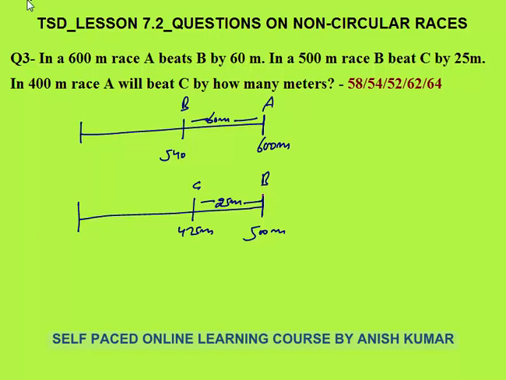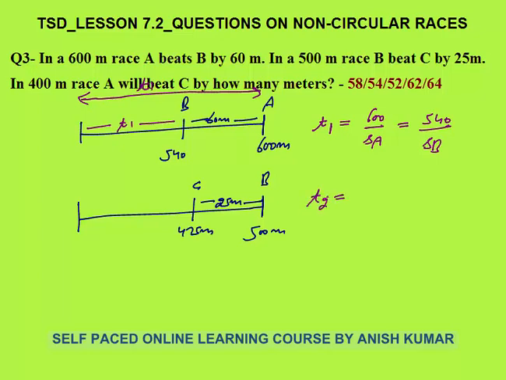Now you can always take the time as equal. So in the first case, let's say the time is T1. A covered 600 meters in T1 time, since time is distance upon speed. What is the speed of A? We don't know, let's say SA. In the same T1 time, B covered 540 with the speed of SB.